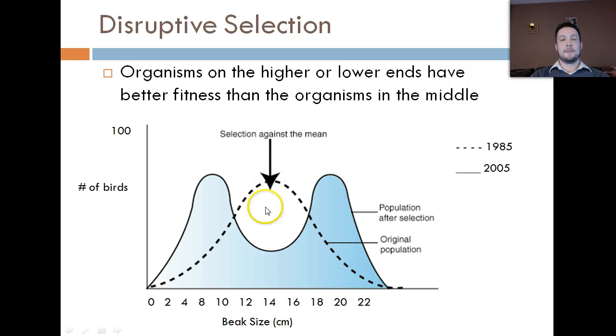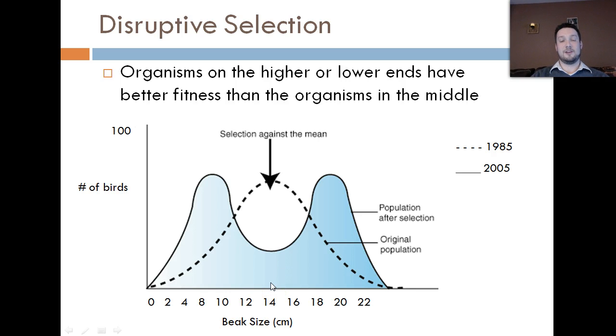So here, this population is being disrupted. That's why they call it disruptive selection. And what happens over time is that these guys, their beaks are going to continue to get shorter. These guys' beaks are going to get longer, and this graph is going to stretch out horizontally more. And you're going to have fewer and fewer here in the middle.